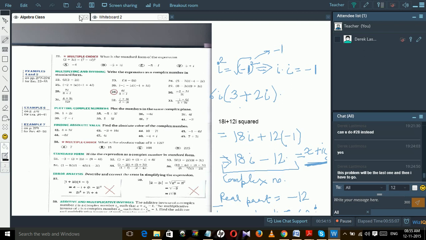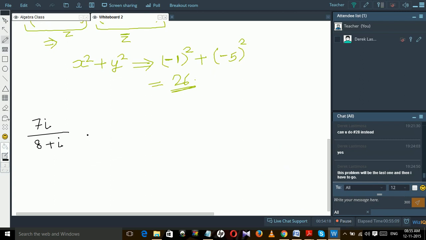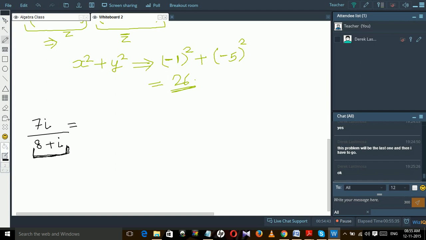This problem will be the last one, and then I have to go. After this problem, we'll go through one more problem, question number 33, say, or 32, and then you can leave. I just want us to finish up with this topic, so in the next class we can start a fresh one. So how will you do it? Any idea?